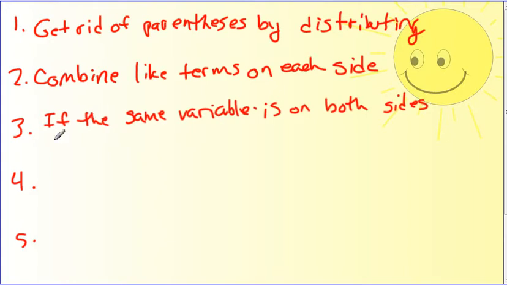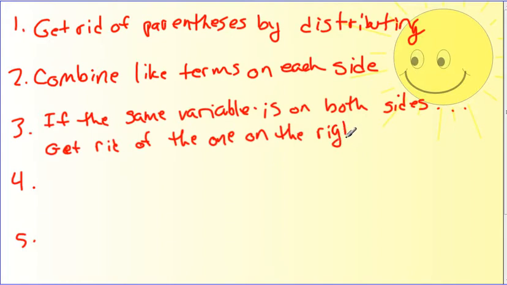The same variables on both sides, get rid of the one on the right. Step 4, now we're down to a 2-step. These are the last 2 steps. So step 4 is get rid of other terms.